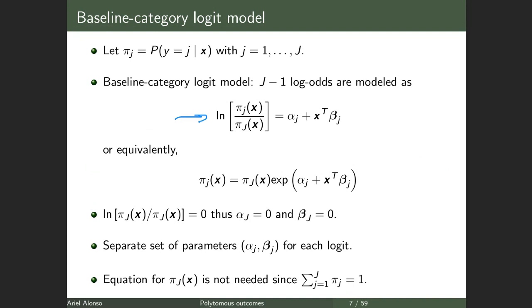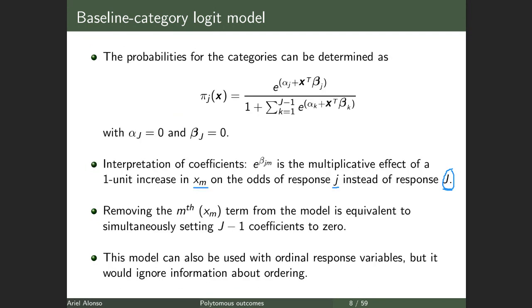You write down now the same logic, but when you have x plus 1, and then you subtract one of the other, and you will see actually what we are saying here. So that e to the power beta jm is the multiplicative effect of what happens when you increase xm by 1 unit on the odds of response j instead of response J, where J, the second one, is the baseline category.